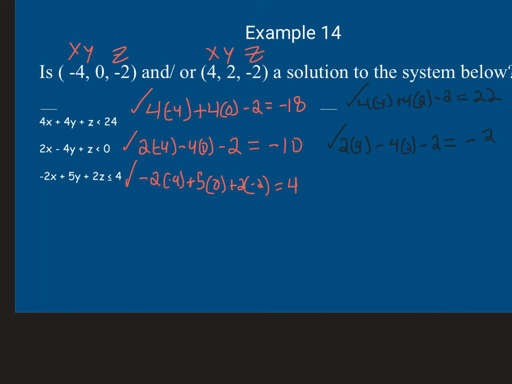Let's go ahead and finish the last one now. Again, I've got negative 2 times 4, plus 5 times 2, plus 2 times negative 2. When I plug that into my calculator, I get negative 2. Negative 2 is indeed less than 4, so that is true as well.